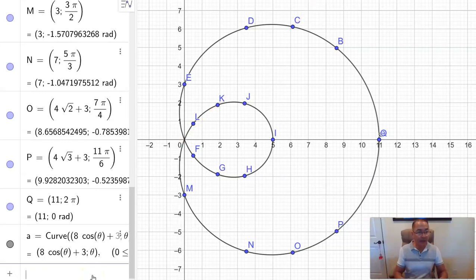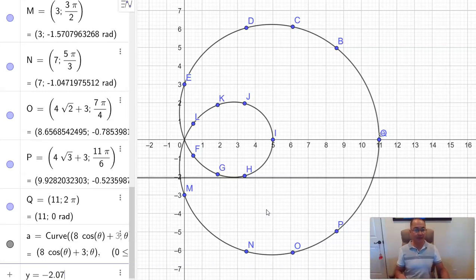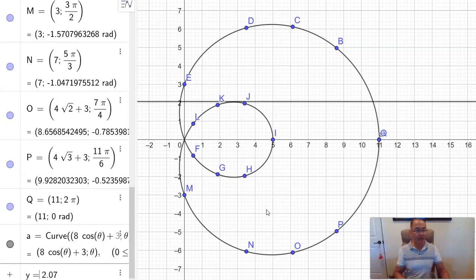So let's try y equals, and let's do the bottom half this time. How about negative 2? Okay, too high. Negative 2.1, a little too low. So negative 2.07. Okay, yeah, there you go. And of course, it also works for positive 2.07. There you go. Upper and lower points. Okay, so we're going to roll up our sleeves and do some calculus and look for those points where the tangent lines are horizontal or vertical, and we'll check our work in GeoGebra.